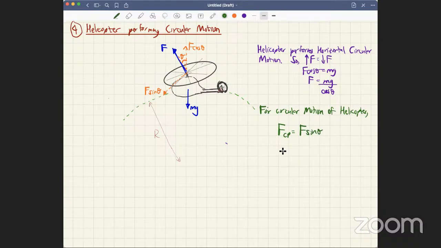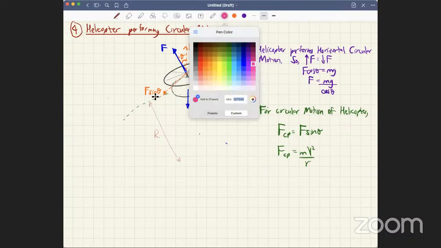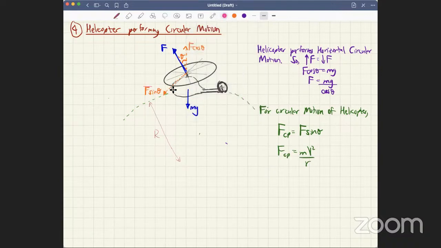And we know F centripetal is equal to mv squared over r. Here v is the tangential velocity of the helicopter along this direction. How do I mark it? Mark it this way. Tangential velocity of the helicopter should be in this direction. That is v.